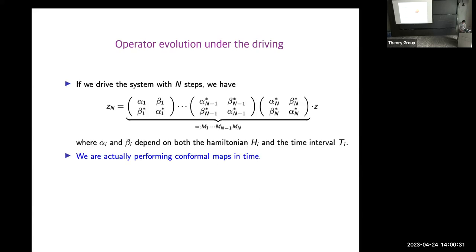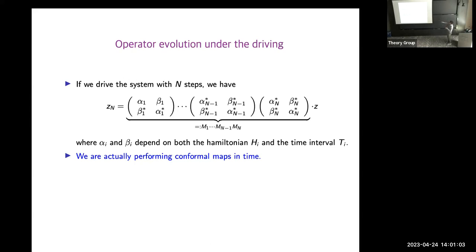Okay. So the setup is very simple. As Clay mentioned, when you drive the system for a single step, it is described by a single 2x2 matrix. Now, if you drive the system by n steps, we will have a multiplication of n 2x2 matrices. So this relation determines how the operator evolves in time.